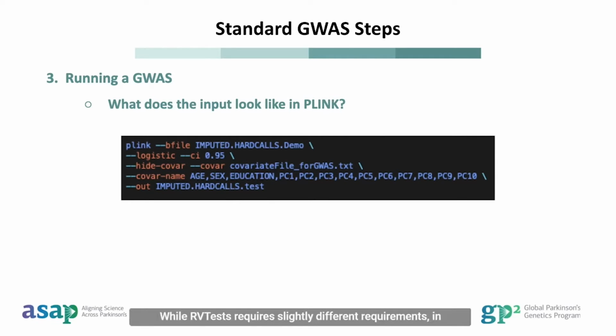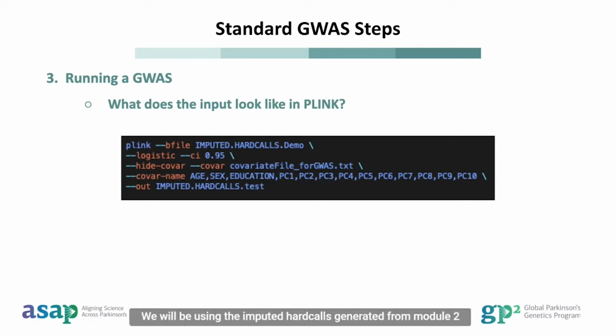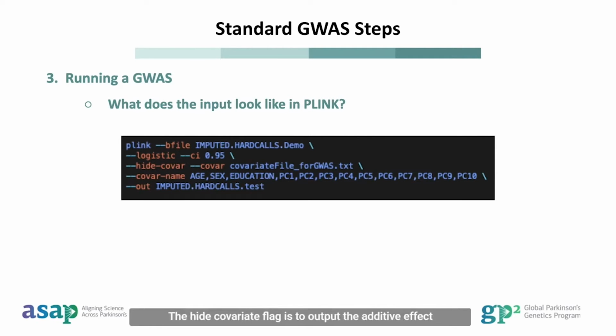While RV tests require slightly different requirements, in PLINK, you can run with the following flags: logistic, covariate, covariate name, confidence interval, and hide covariates. We will be using the imputed hard calls generated from Module 2. The covariate flag is how you input the covariate file that we just made, and the covariate name flag is where we will type out the names of all the covariates we will use. The hide covariates flag is to output the additive effect into our final file, and the confidence interval flag is to output the upper and lower bounds of the 95% confidence interval.